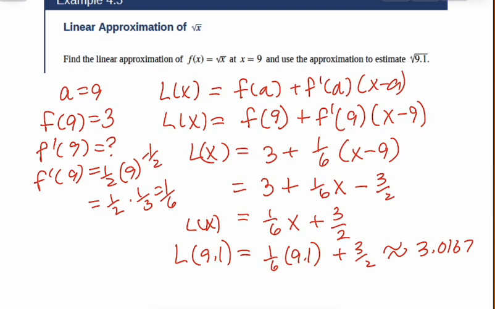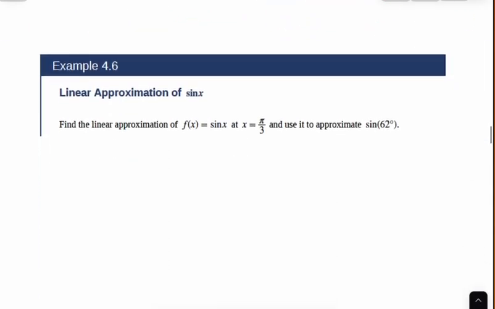Now, here's the interesting part. If we were to plug in 9.1 into a square root, guess what we get? 3.0166. That's how close this formula works. Okay. So it is very, very helpful for us to approximate values close to things we know by using this linearization technique. So it's just a technique for us to approximate stuff that we don't know if we know that it's close to something we do know, if that makes sense. Same idea can be done with this one.